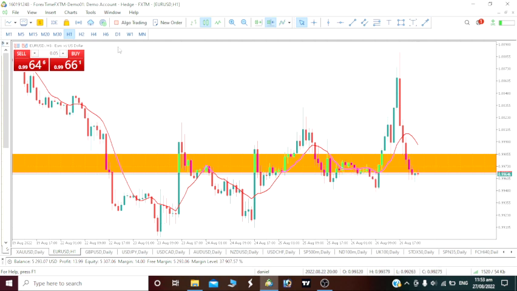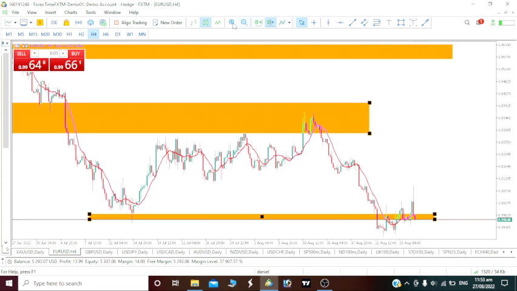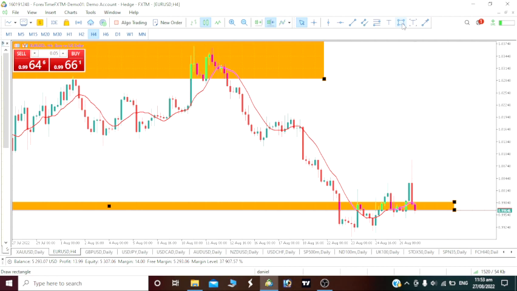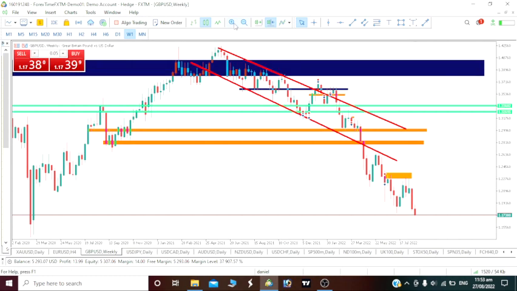So by the way, if you have to enter this trade, look at your 4-hour time frame. When it has broken our lows here, then we can take our short position on our Euro USD. That is it. Now the next pair we have is our GBPUSD. Now let's start with our weekly time frame.